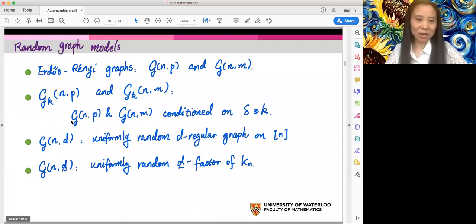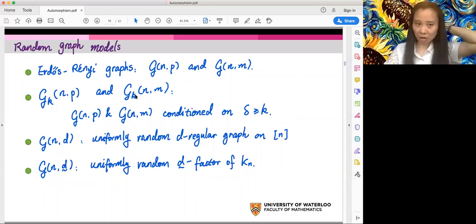The most well-known one is the Erdős–Rényi graphs, G(n,p) and G(n,m). So G(n,p) independently selects each edge in the complete graph with probability p, whereas G(n,m) is the uniform model on the set of graphs with m edges. And sometimes we want to consider a different probability space. I have put k here, where k is some positive integer. That means you are considering G(n,p), but with the condition that the minimum degree is at least k.